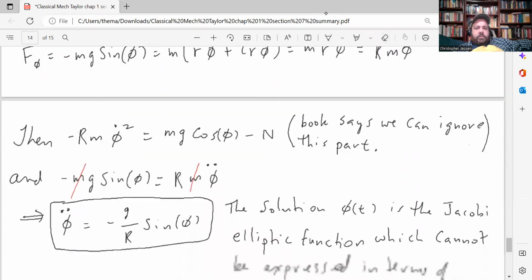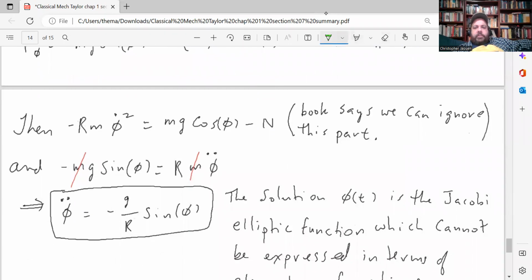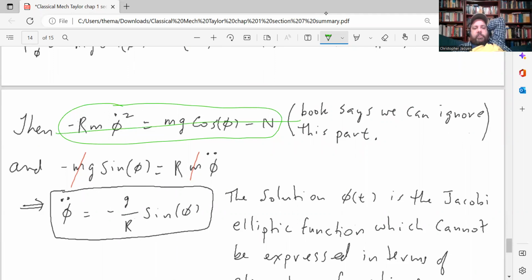Right, just scrolling down. Now going back to the part with the normal force, we have this differential equation that we get here. So negative R m phi dot squared equals mg cosine phi minus N. The book says we can actually ignore this part because we're not interested in the normal force.